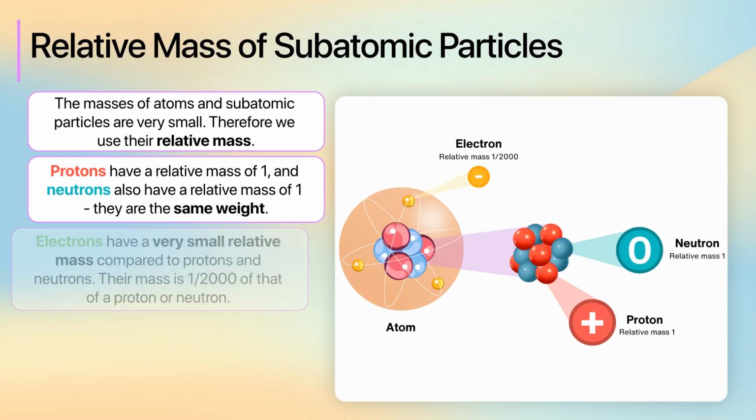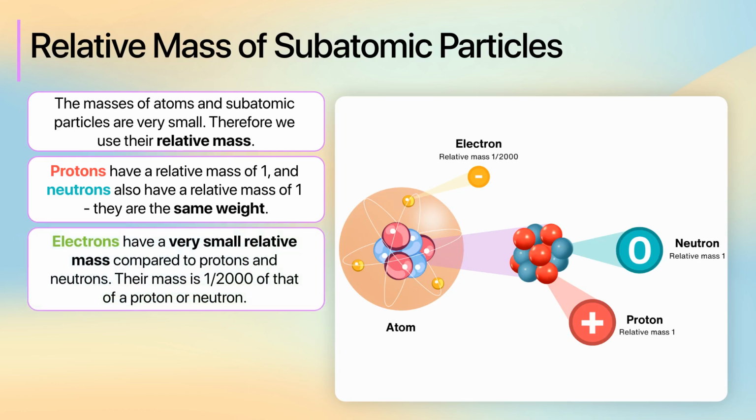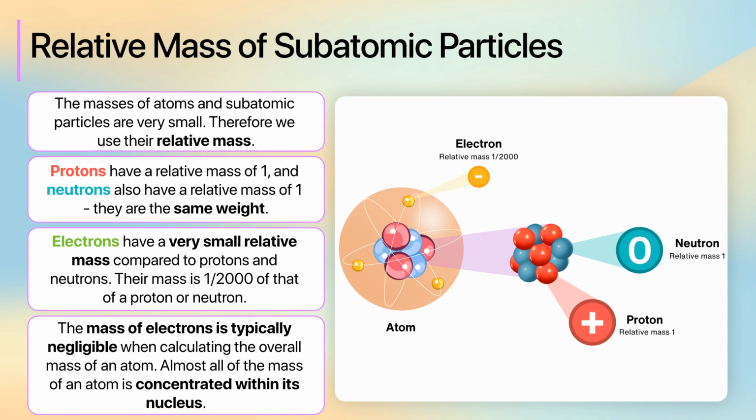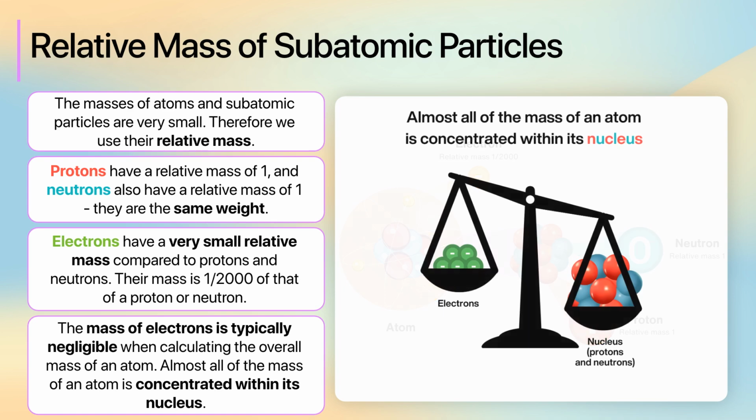In contrast, electrons have a very small relative mass compared to protons and neutrons. Specifically, the mass of an electron is approximately 1/2000th of that of a proton or neutron. Because of this significant difference, the mass of electrons is typically negligible when calculating the overall mass of an atom. Therefore, despite their small size, almost all of the mass of an atom is concentrated within its nucleus. This is because the nucleus contains protons and neutrons, which have much greater mass than electrons.